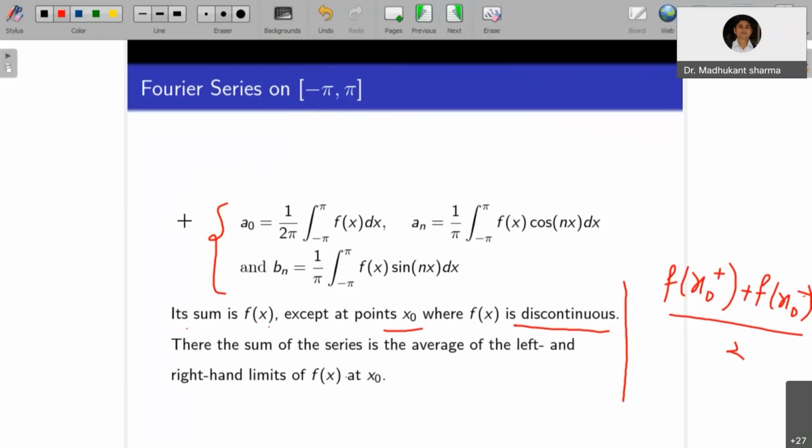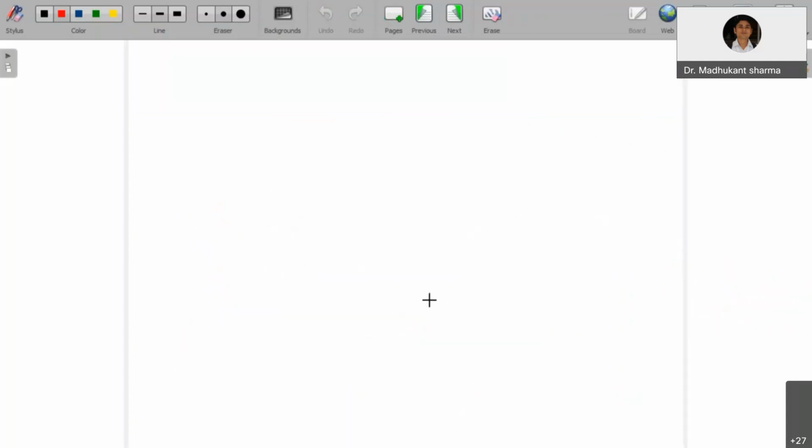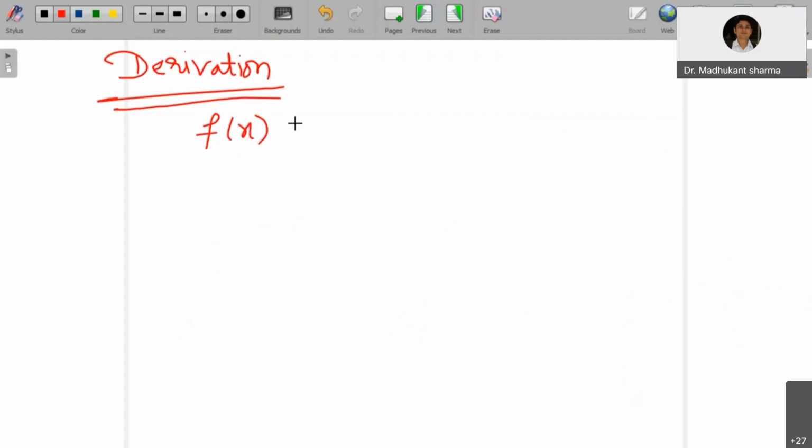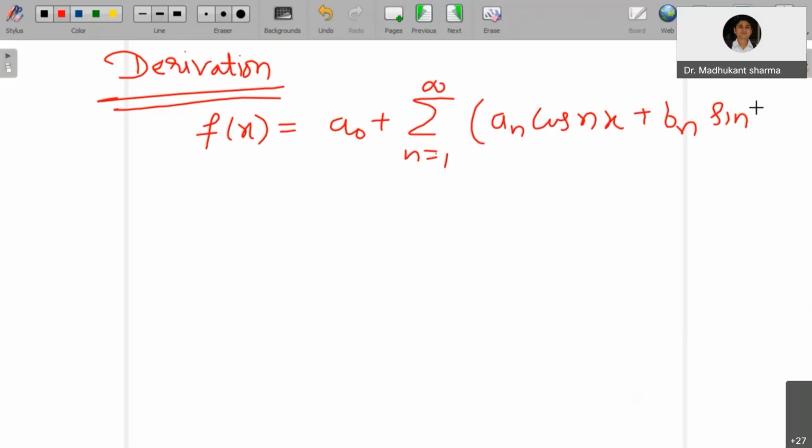Right. So now we are going to work on how to derive this Euler formula. Let's try the derivation. Suppose f is continuous at every point of that interval, so that things will be nice, and you have f of x equals a naught plus summation n equals 1 to infinity a n times cos nx plus b n times sin nx.